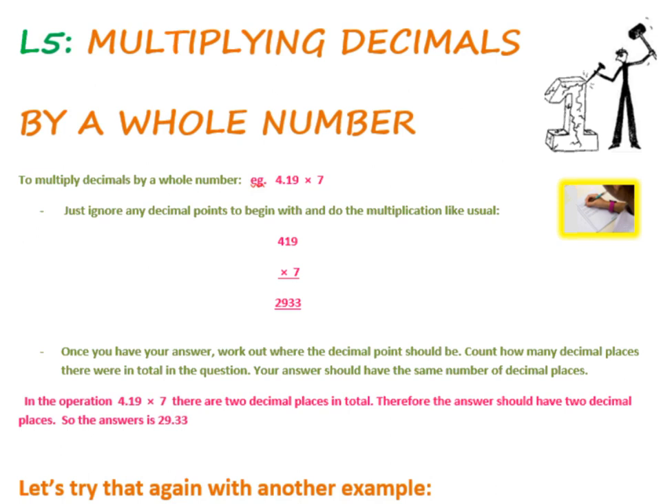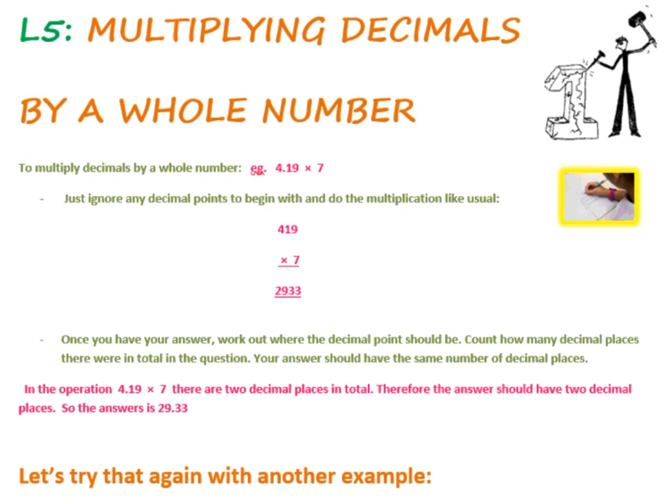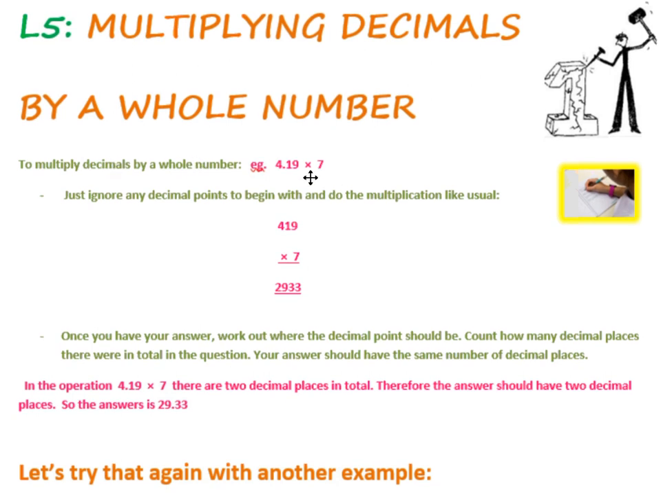So multiplying decimals by a whole number, pretty easy. You just need to basically know how to multiply, so you might need to revise multiplying. This is all with our calculator, of course. To multiply decimals by a whole number, basically you just ignore the decimal point to start with. Completely ignore the decimal point and just do the multiplication.